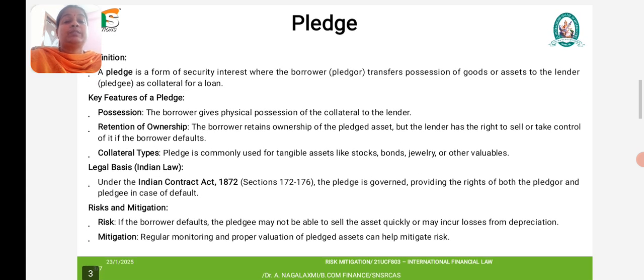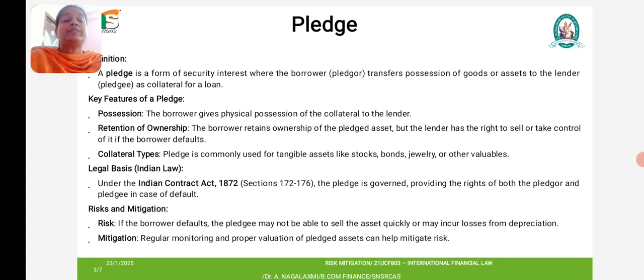First, we should know what is meant by pledge. Pledge is a form of security interest where the borrower, who is said to be the pledger, transfers possession of goods or assets to the lender, that is the pledgee, as a collateral for a loan.